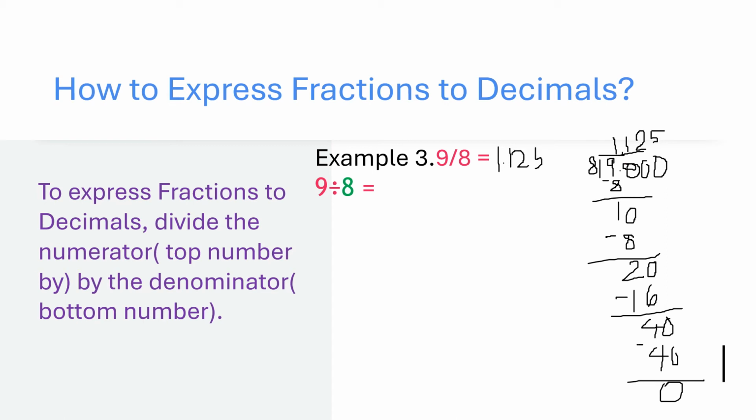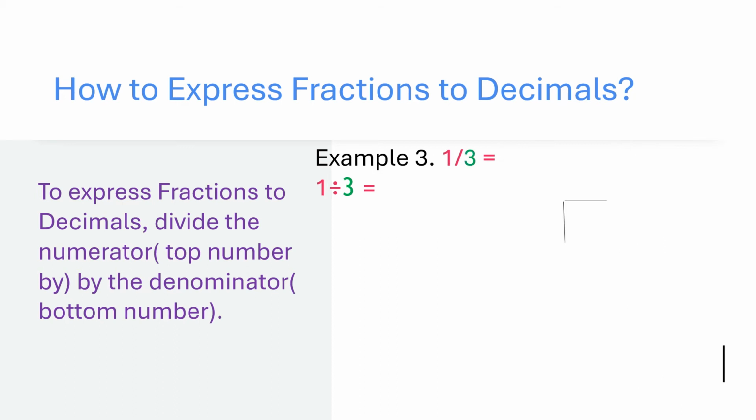Now, the decimal form of 9 over 8 is 1.125, or read as 1 and 125 thousandths. Okay, so that's how you change fractions to decimals.